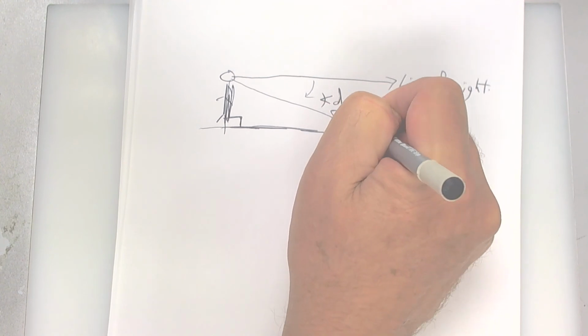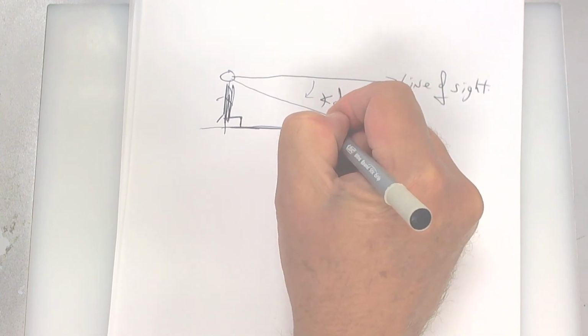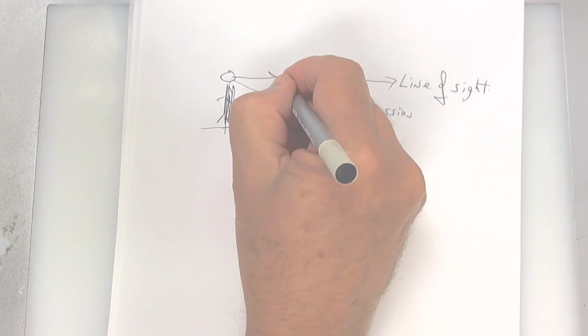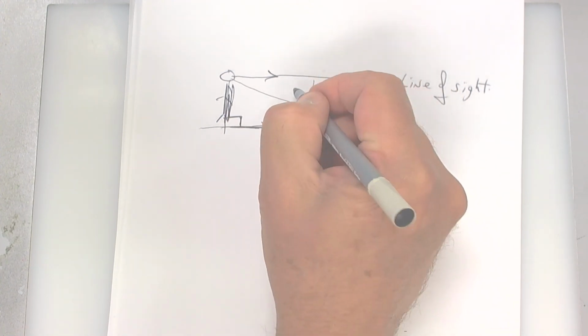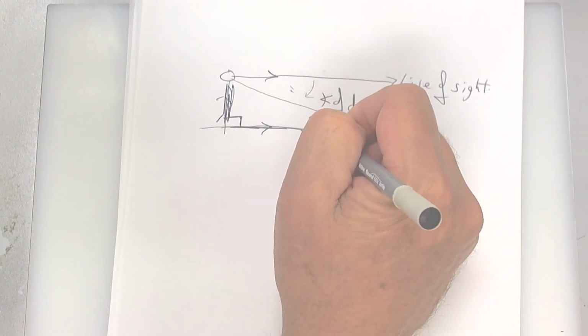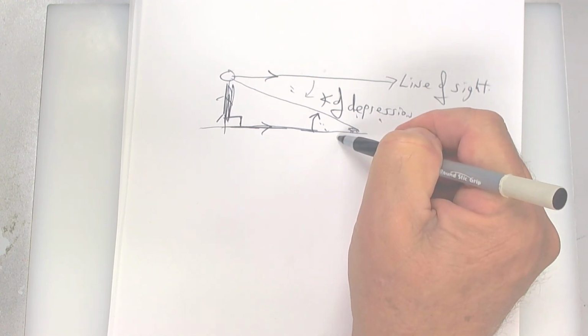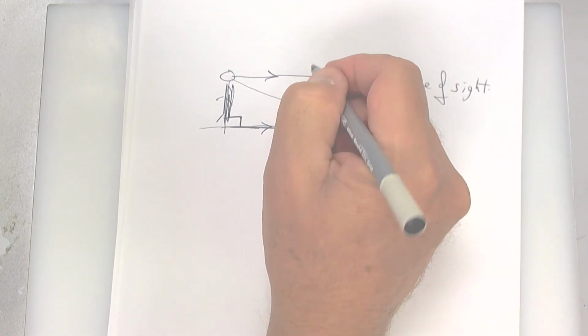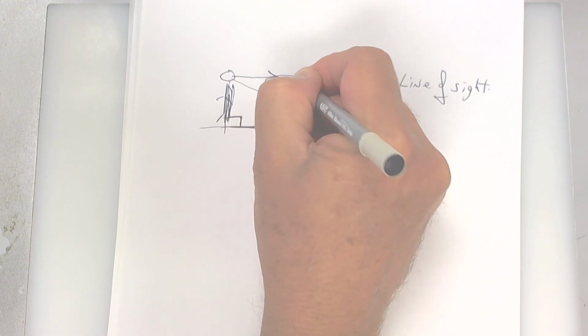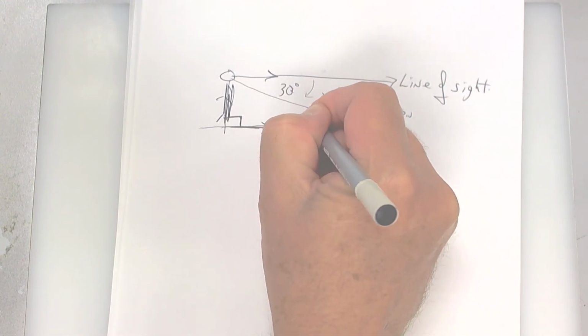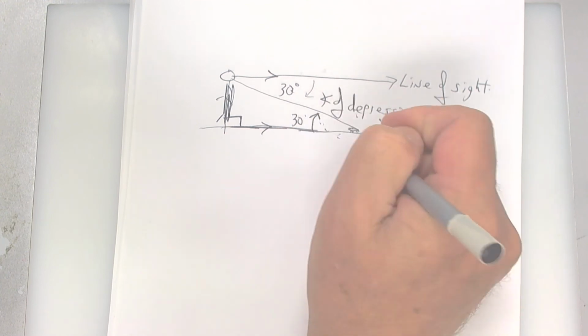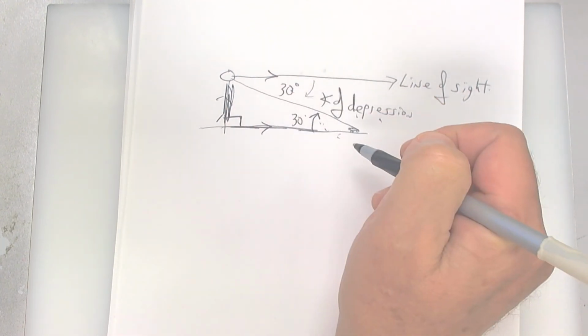The angle of depression is the same as the angle of elevation, because this is parallel, and these are called alternating interior angles. So if they tell you the angle of depression is 30 degrees, then the angle of elevation is also 30 degrees, and then you can use trig to find whatever you want.